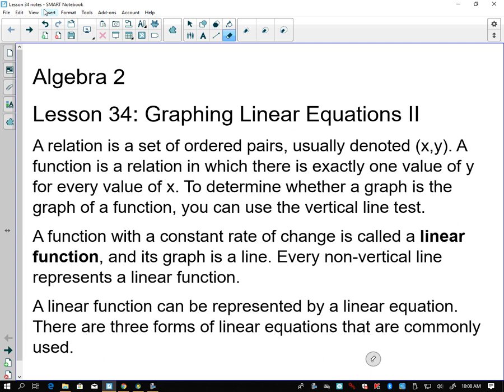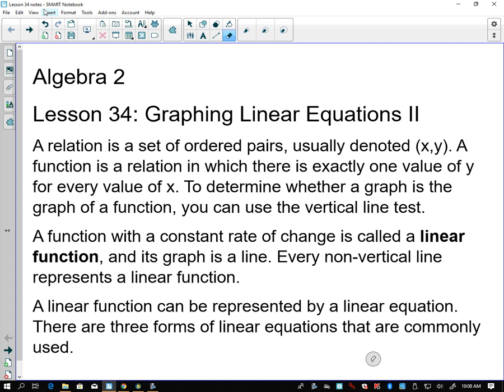So graphing linear equations 2, it should also tell us that we've had graphing linear equations 1, so we shouldn't be completely unfamiliar with how to graph linear equations. A relation is a set of ordered pairs, an xy set of coordinate pairs. We're familiar with xy for coordinate pairs. We know that x means I'm going left or right, y means I'm going up or down, and I would plot that on the coordinate plane. Okay, it would be a single point.